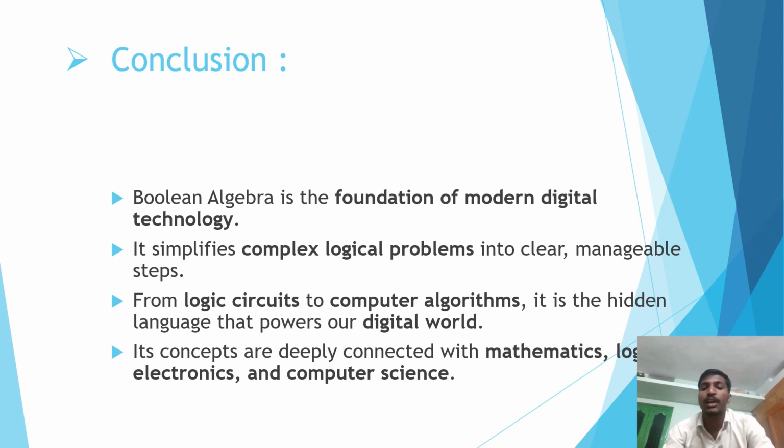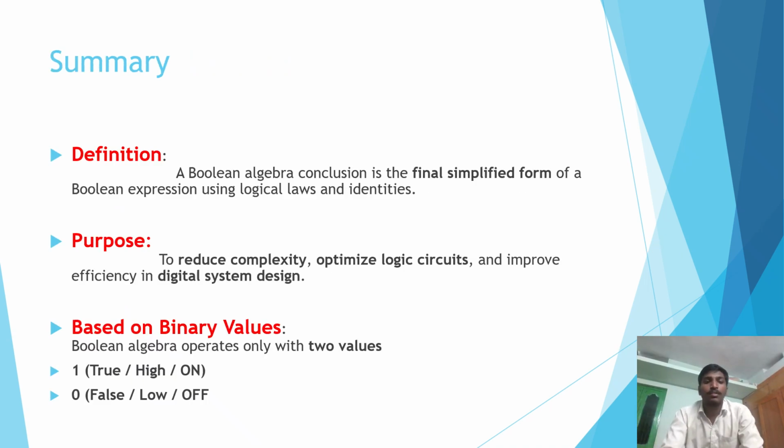Its concepts are deeply connected with mathematics, logical electronics, and computer sciences. Summary of the seminar. Definition: a Boolean algebra conclusion is the final simplified form of a Boolean expression using logical laws and identities. Purpose: to reduce complexity, optimize logical circuits, and improve effectiveness in digital system design based on binary values. Boolean algebra operates only with two values, 1 and 0.